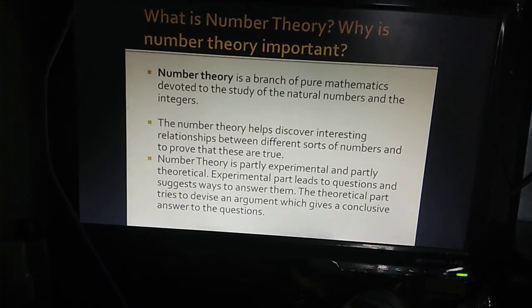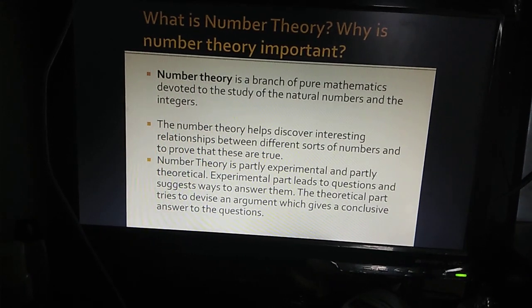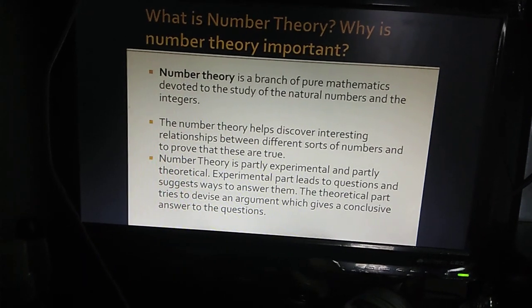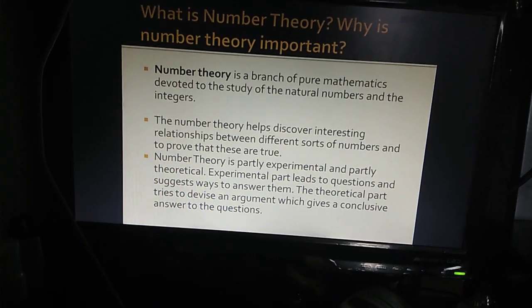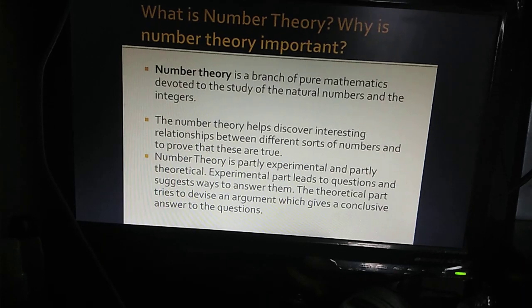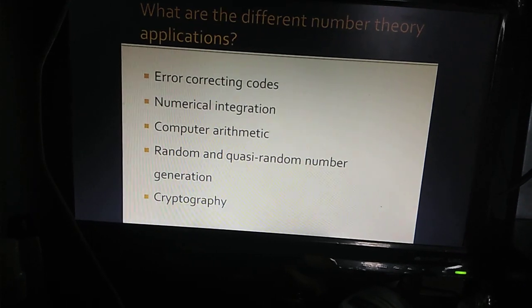Number theory is partly experimental and partly theoretical. The experimental part leads to questions and suggests ways to answer them. The theoretical part tries to devise an argument which gives a conclusive answer to the questions.